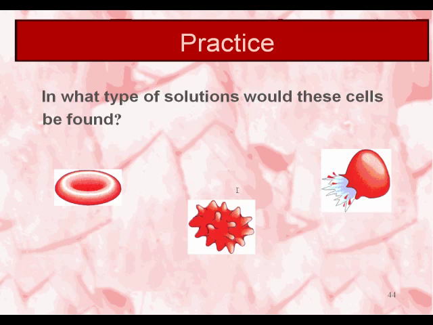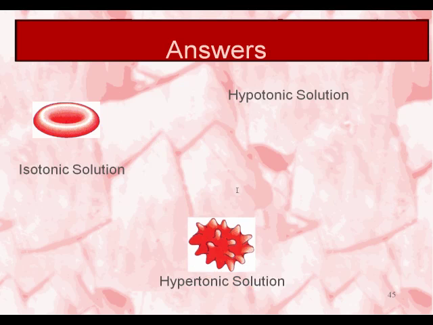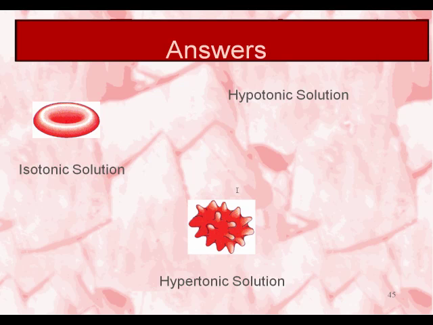Let's practice. In what type of solution would these cells be found? Remember to use your knowledge of osmosis. This is an isotonic solution. This is a hypertonic solution. And the last one is a hypotonic solution. In a hypertonic solution, remember the cell will decrease in size. In a hypotonic solution, remember the cells will increase in size because of the movement of water.